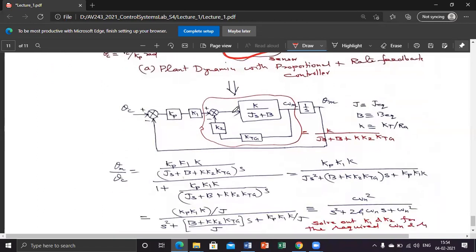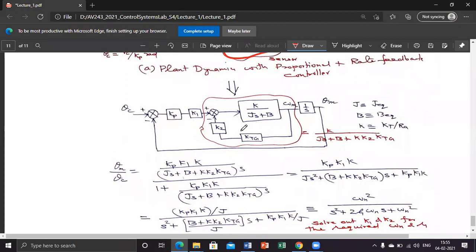This is a two-loop structure. First, we'll solve the first loop with this as G path, this as H path, and you get this transfer function K by JS plus B plus K, K2, KTG. And whatever the equivalent transformation I have shown here, and then followed by the outer loop. One very important thing that you should observe is JS plus B plus K, K2, KTG.